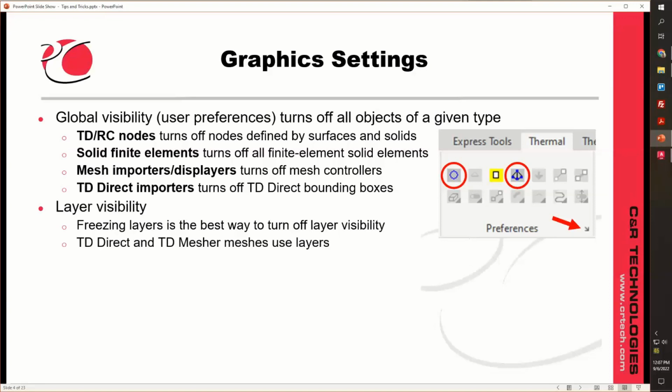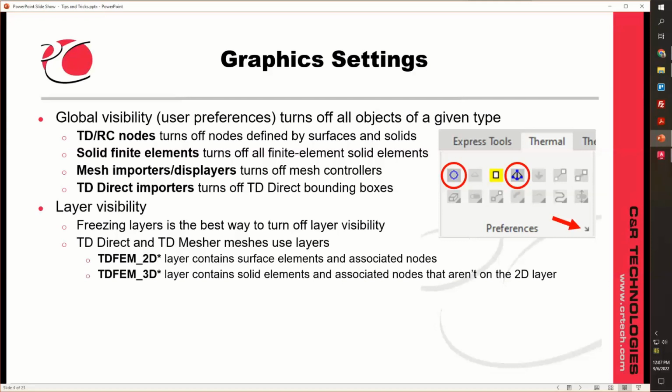When you mesh with TD Direct or TD Mesher, we use layers to organize the parts of the mesh. There will be one labeled 2D, which contains any surface elements and the associated nodes. There's one labeled 3D, which contains all solid elements and associated nodes that aren't already on the 2D layer.